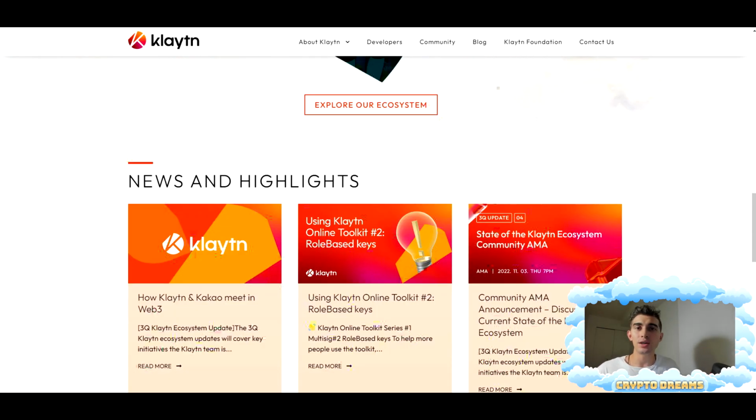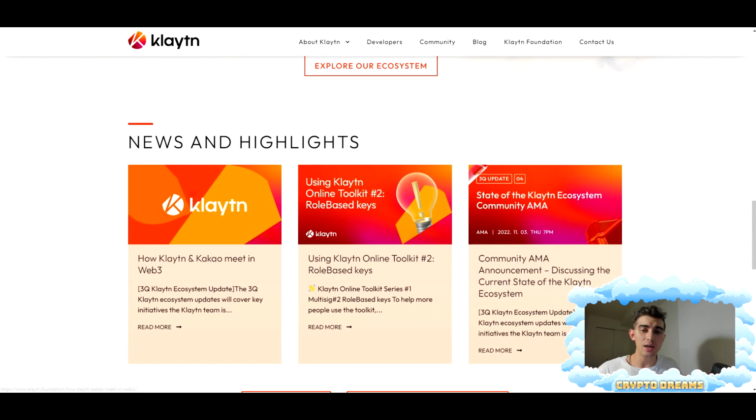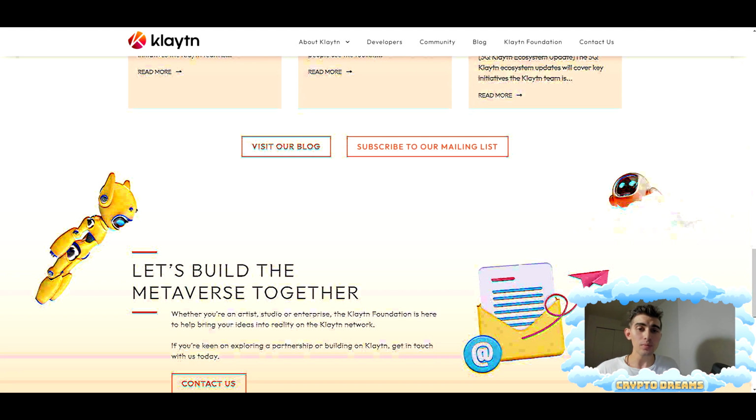Now here you can actually take a look at their news and highlights. So you can take a look at how Klaytn and Kakao meet in Web3. You have the online toolkit platform, and you have the community AMAs. So the AMAs are a very integral part of any project, especially if the team wants to stay connected with the community. This is a very good thing to do, and that's exactly what they're going for here. And you can visit their blog using the link here, and you can subscribe to their mailing list.